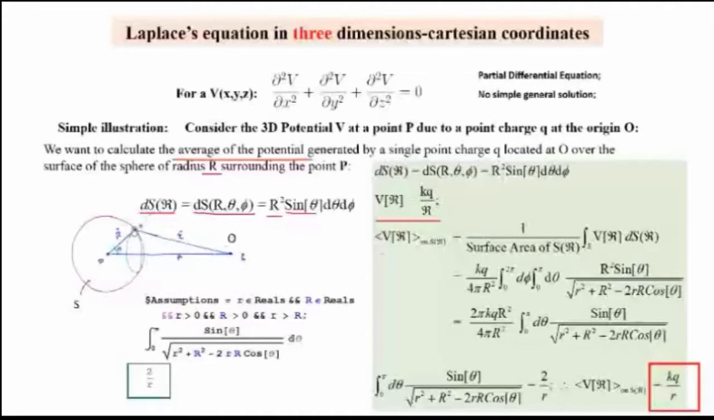So what's the average? Well, the average, as we said before, is 1 over the area of that surface times the integral of the potential at the position funny r times the dS at that position funny r. Well, the surface area is very simple. It's just 4 pi R squared. So we put in our potential. kq here is this kq. We're going to have our d phi and d theta here, so we're going to have to integrate over phi first, 0 to 2 pi, which will just give us 2 pi. That's this 2 pi here, by the way.